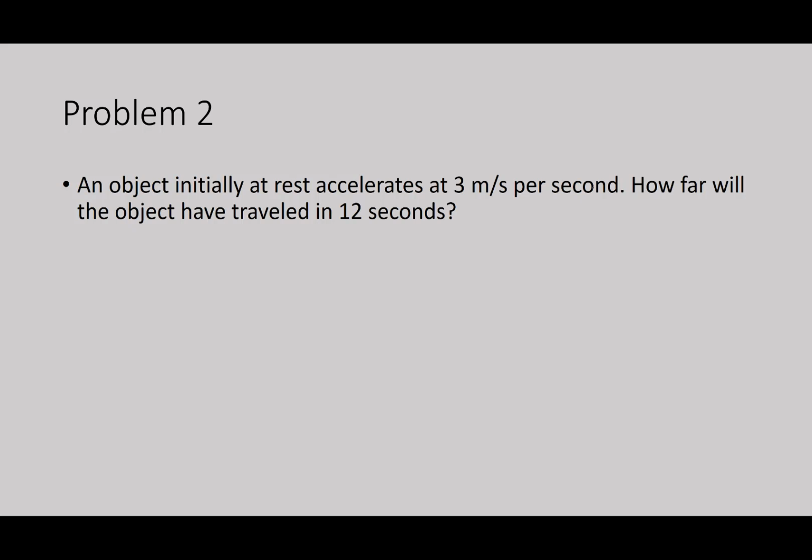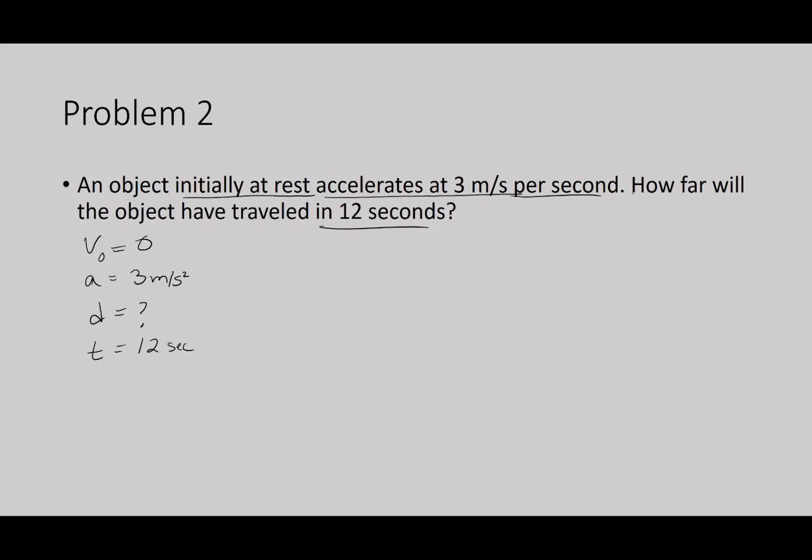All right, so if we list our known information, it is initially at rest. So that means my initial velocity is 0. Okay. Accelerates at 3 meters per second per second, so 3 meters per second squared. How far will the object have traveled? So it's asking me for a distance. And we know that our time is going to be 12 seconds.